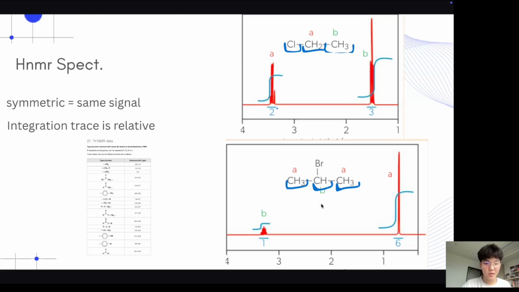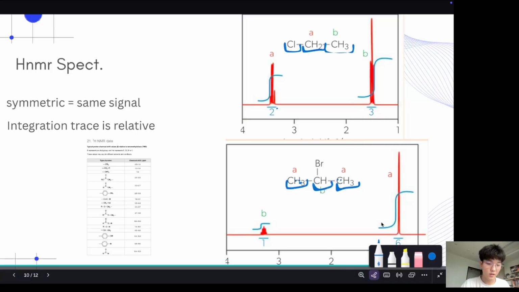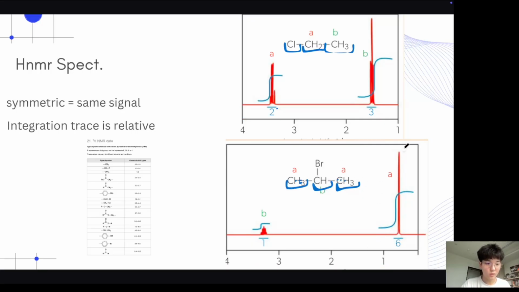So it can't be connected to another CH group. It needs to be connected to the same CH group. So for these two groups, we have 3 plus 3, so a total of 6 hydrogens. Therefore, we have an integration trace of 6. And both of these count for this signal. Now for group B, we have just 1 hydrogen, so just 1. And we use the ppm, which is what's on the x-axis, to relate the shifts, or ppm, to the structure.